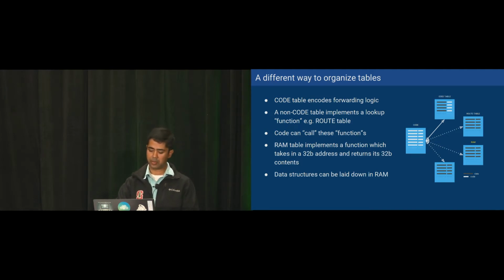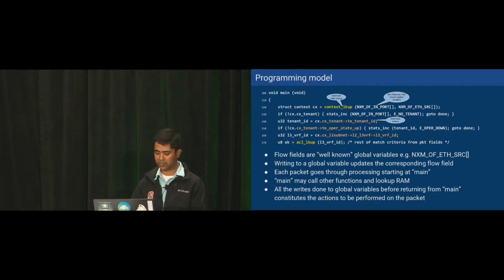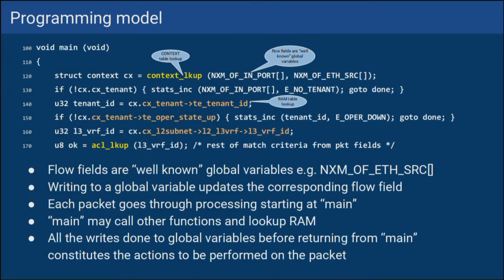So now that we have simulated RAM, we can in fact download data structures into it and use it like we usually do. Ideally, I would like to be able to write code in such a form, which looks very much like C. We still have references to the OVS terms like flow fields over here. And the flow fields in this particular programming model are just well-known global variables. If you write to these global variables, it has a side effect of updating the flow fields. And if you read from them, you are actually reading from the flow fields.